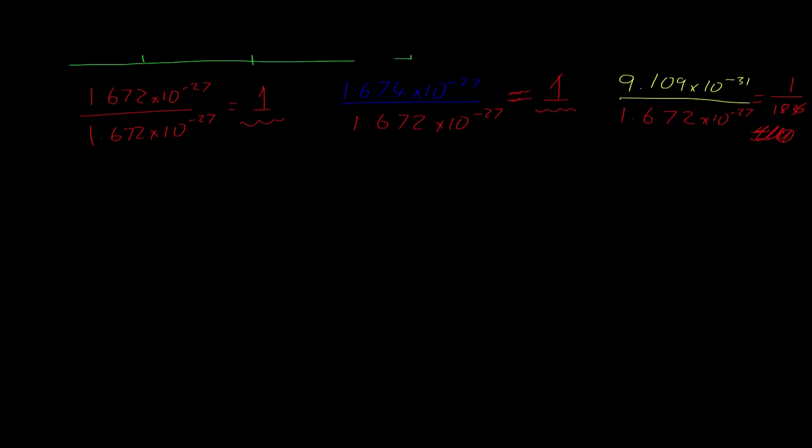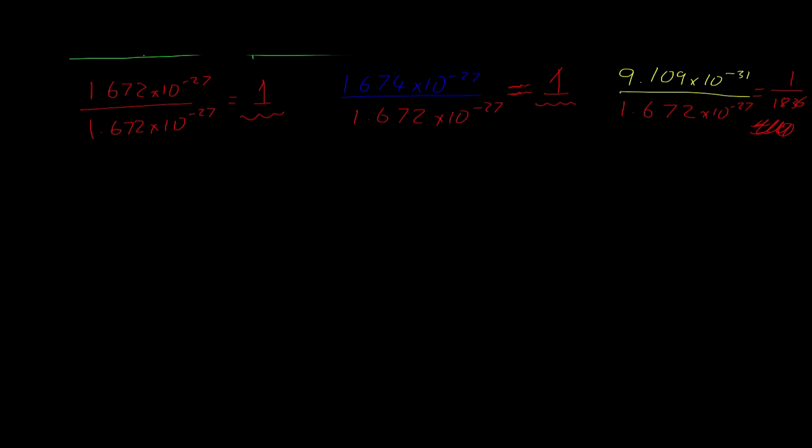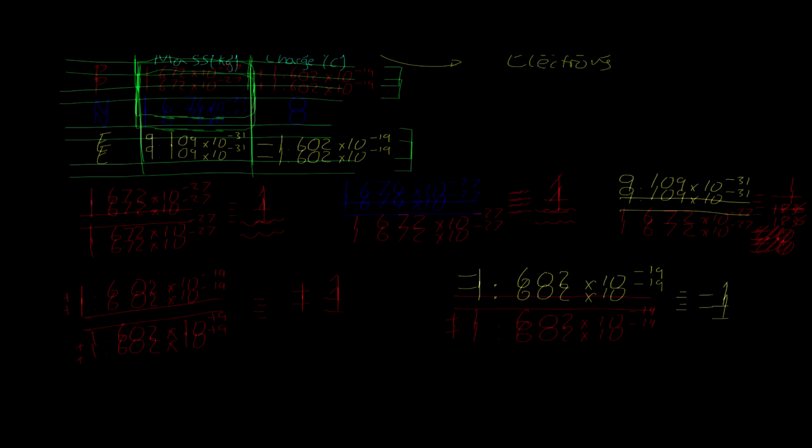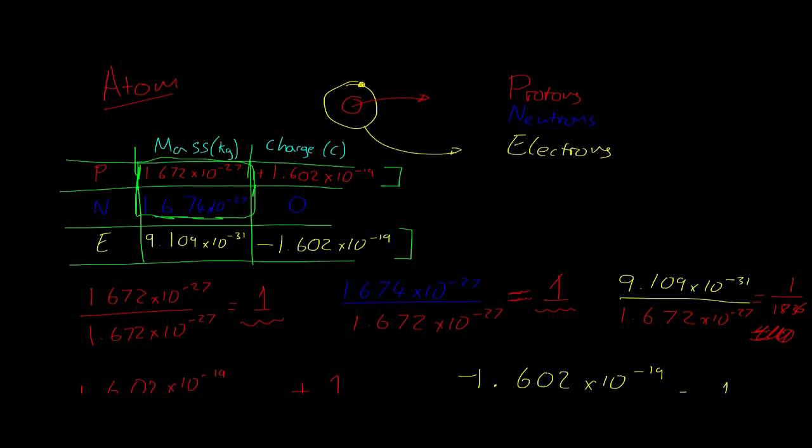So then we can do the exact same thing with the charges. We can see that the charge of the proton, 1.602 times 10 to the power of minus 19, divided by the charge of a proton, is going to equal plus 1. So I should put these pluses here. So plus 1. And then if we divide the charge of an electron, minus 1.602 times 10 to the power of minus 19, by the charge of a proton, 1.602 times 10 to the power of minus 19, that is going to be equal to minus 1. Now, these plus and minus 1s are much easier to deal with than the previous 1.672 times 10 to the power of minus 27 nonsense.